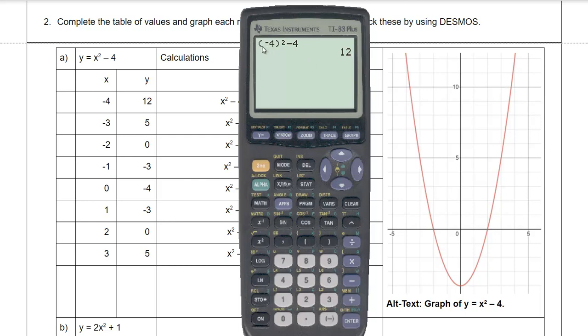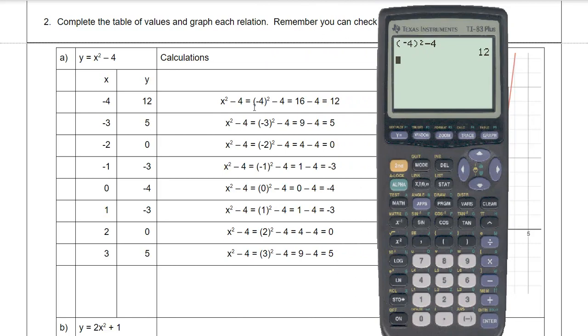So that's 12. You see, this is 16 minus 4 gives you 12. I've actually shown that in the calculations here. Negative 4 squared is 16, and then take this 4 away gives you 12. So we bring that back up again, and I'm going to change this to a negative 3 now. For the next one, negative 3 is the next x coordinate. That works out to be 5. You see, negative 3 squared is 9. Subtract the 4 is 5.